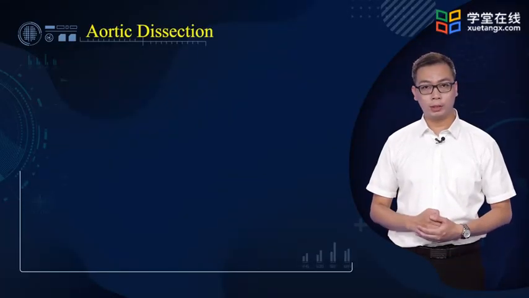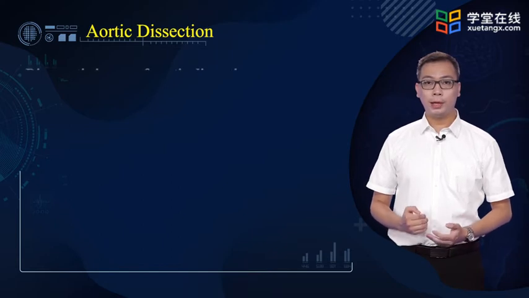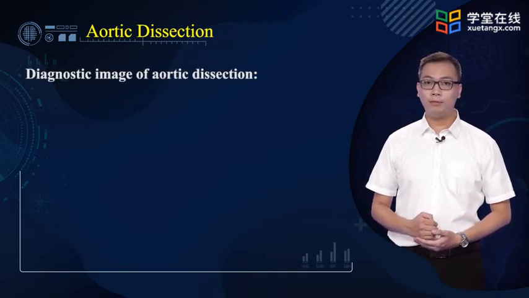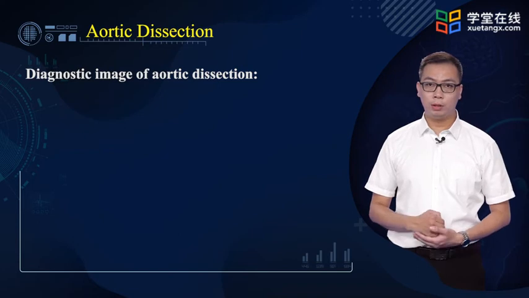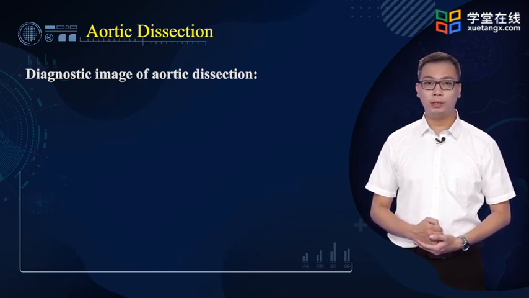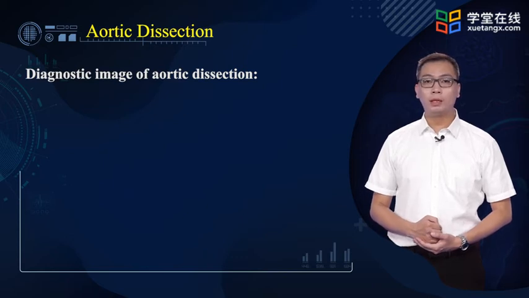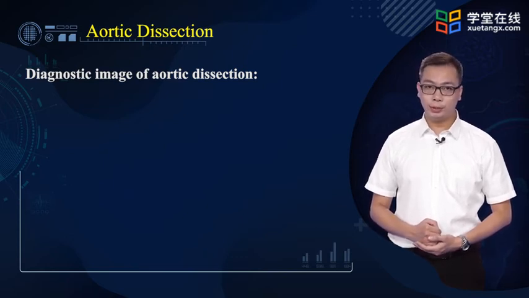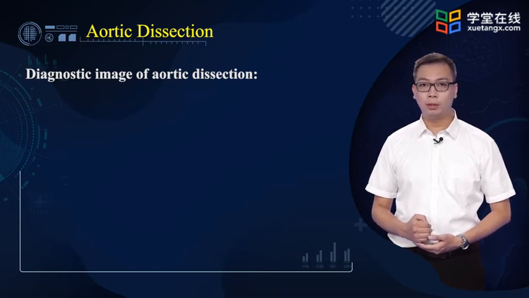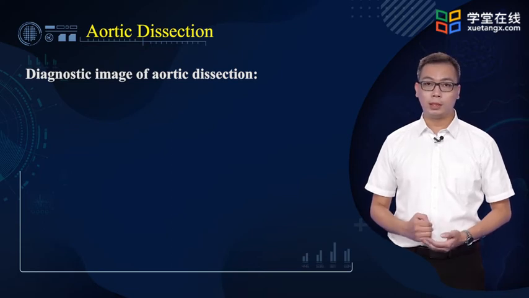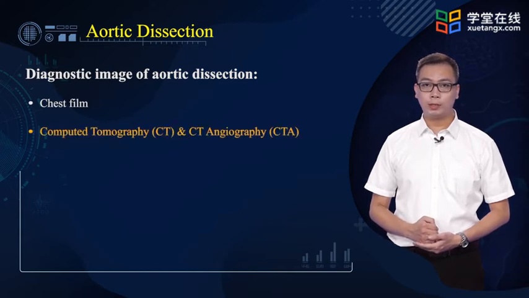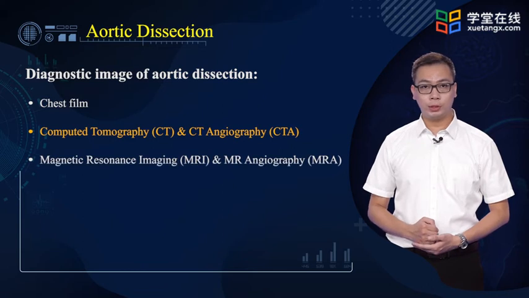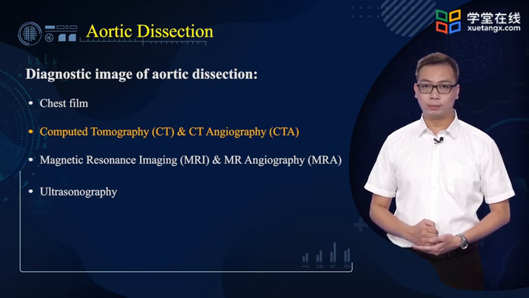How can we make the diagnosis of the aortic dissection? Some patients may be strongly suggestive of having an aortic dissection according to a good history, but the diagnosis cannot always be confirmed by history or physical exam alone. Often, the diagnosis is made by visualization of the intimal flap on a number of diagnostic images. These include chest film, computed tomography, CT, CT angiography, CTA, magnetic resonance imaging, MRI, MR angiography, MRA, and ultrasonography.